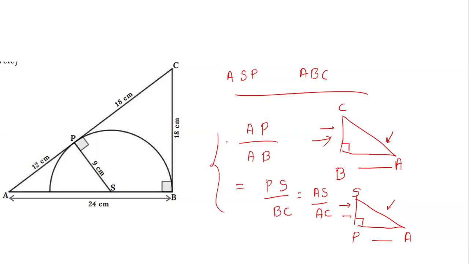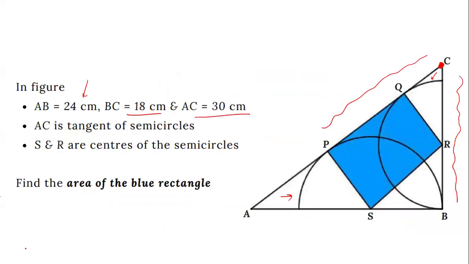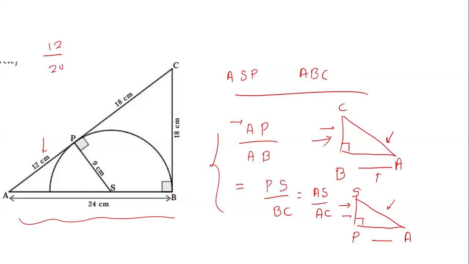Then you can put the values. What is the value of AP? AP value we know from this figure, it is 12. Then what is the value of this AB? AB value we know in the problem, it is given as 24 centimeter. So we can put it here.